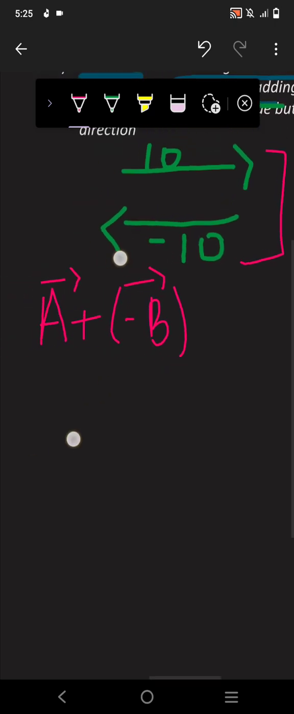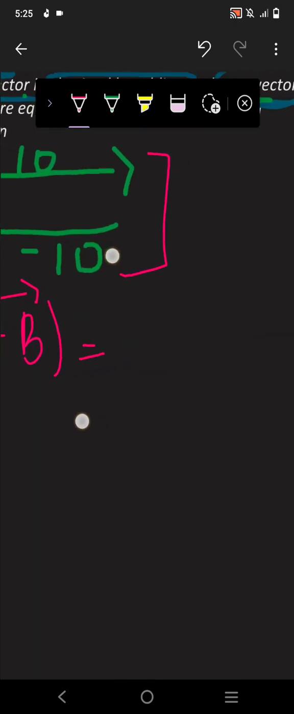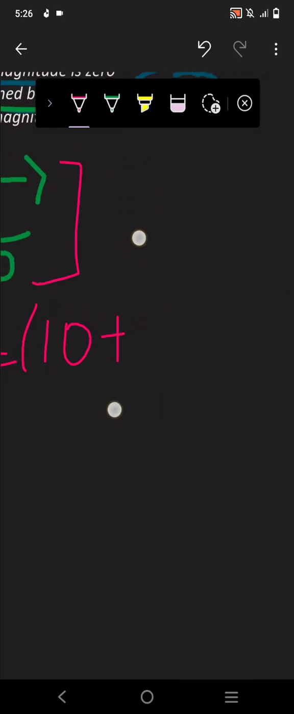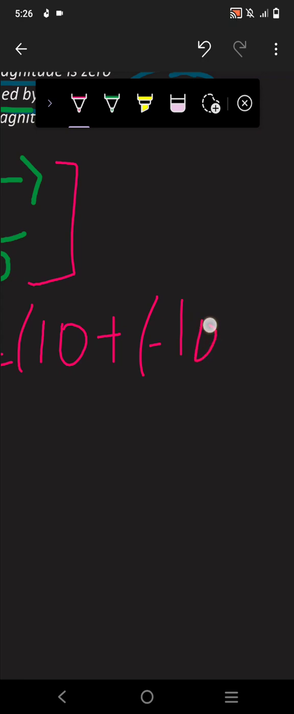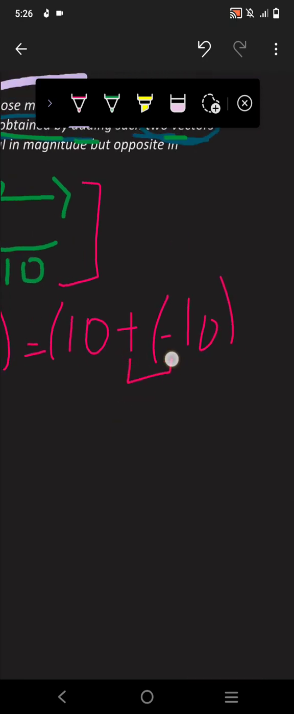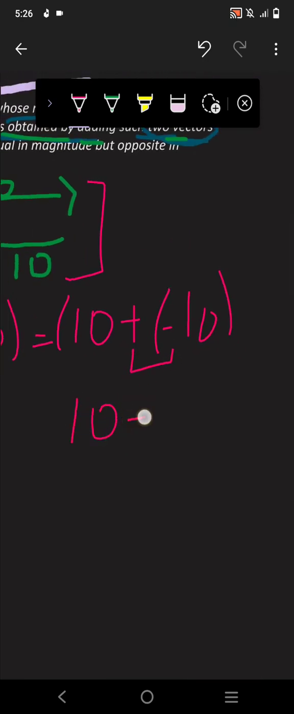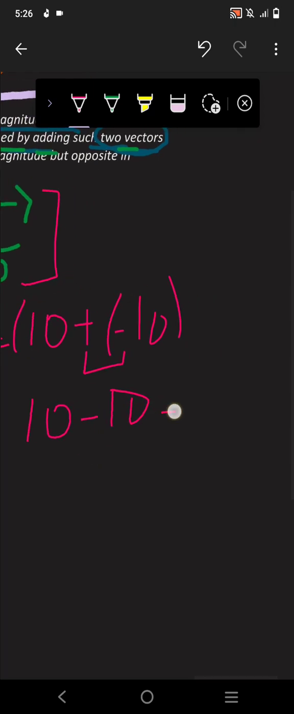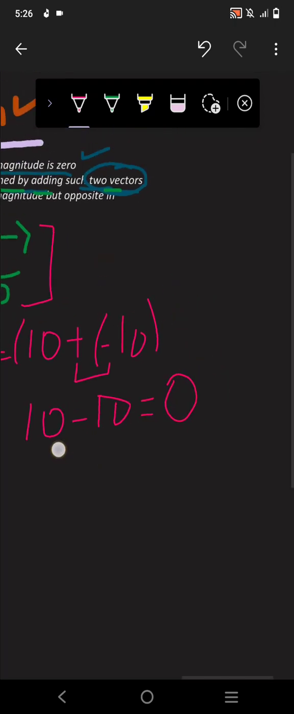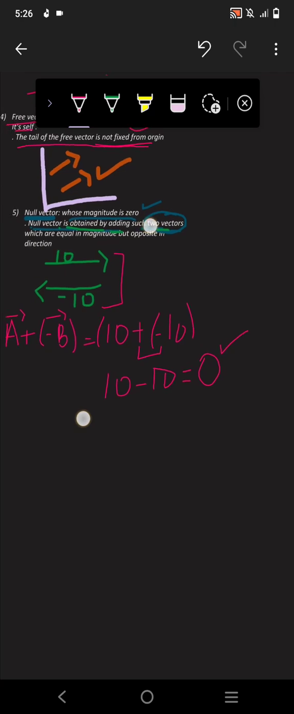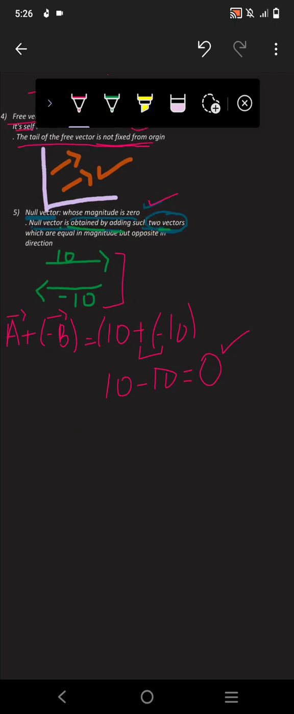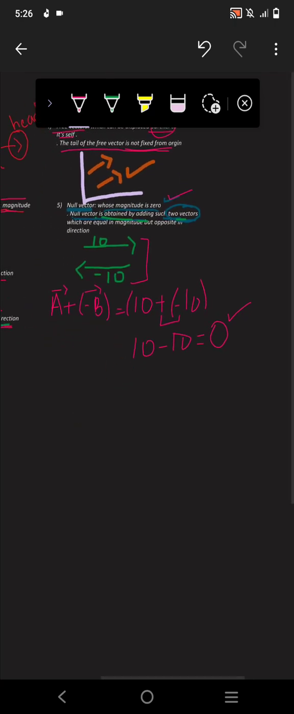the negative vector that we found, that is a vector plus the negative vector, this is the condition right now. So how will it be the null vector? If we see, we have 10 plus -10, right? So plus minus, we have minus. 10 minus 10 is equal to 0. Right, we have the null vector whose magnitude is 0. Get it? This is how we have proved the null vector. Okay.